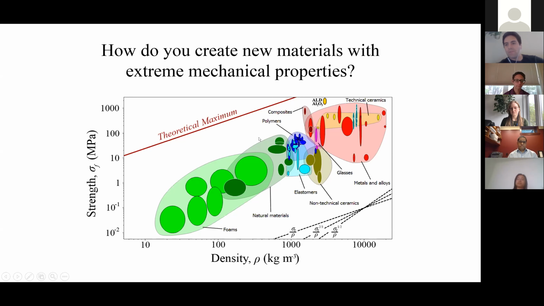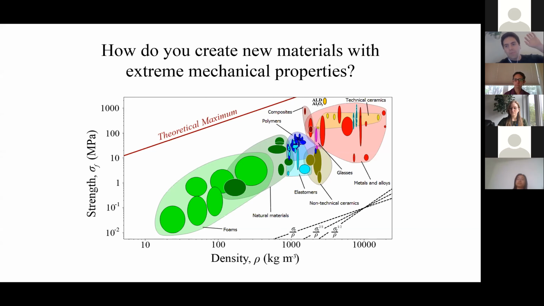This is one property of strength versus density, but there's a whole bunch of other properties, toughness, stiffness, energy dissipation, that we can look at, other metamaterial properties, thermal conductivity or electrical conductivity, dielectric constants.